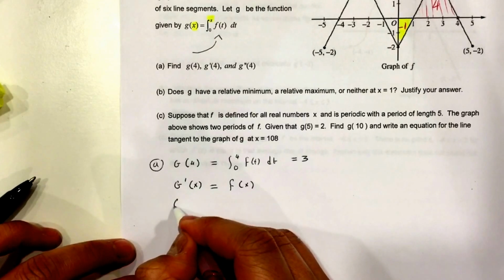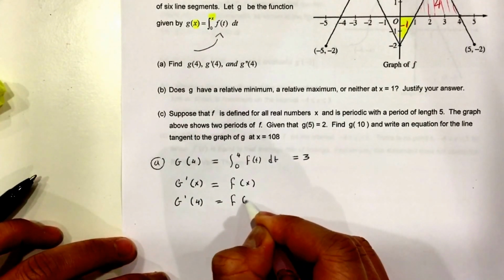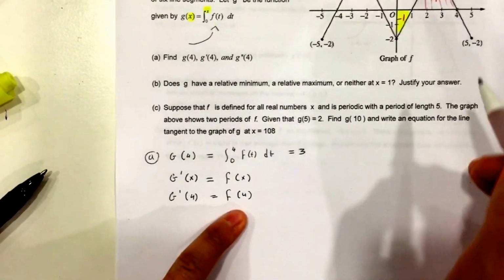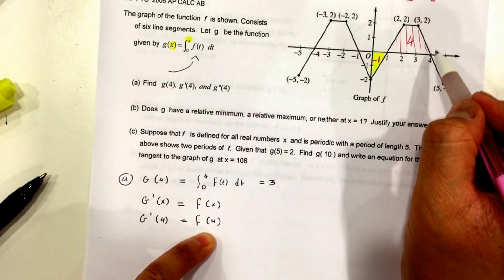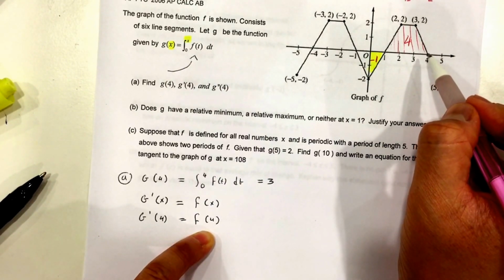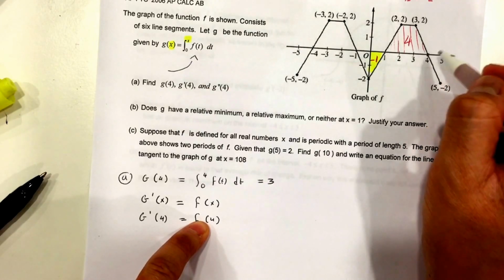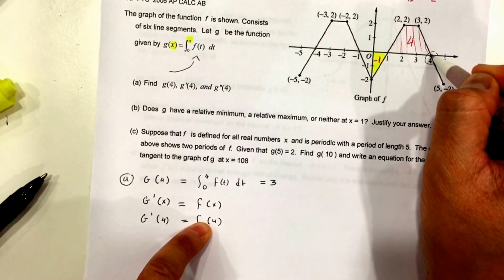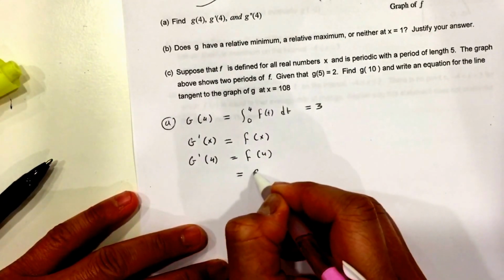So now, if we want to find g prime of 4, then we replace the letter x with the number 4. Now, this is the graph of the function f, so I look at the graph of f, and I want to know what the function output is when the input is 4. When the input is 4, the output is 0. So this equals 0.